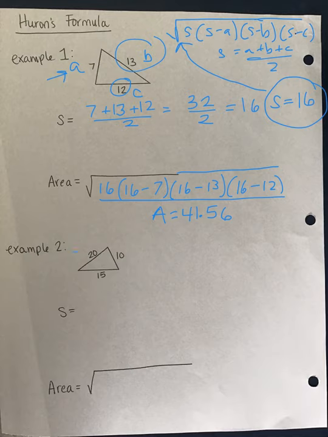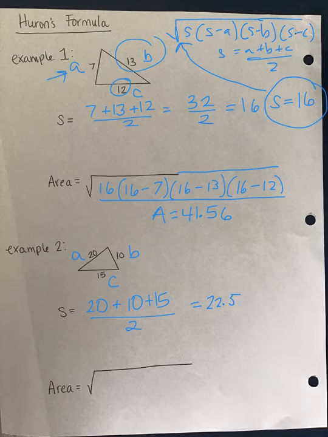Okay, example 2, we'll have our A, our B, and our C again. So the first thing we got to do is find that S. So 20 plus 10 plus 15 divided by 2. 20 plus 10 is 30, plus 15 is 45. 45 divided by 2 is 22.5.